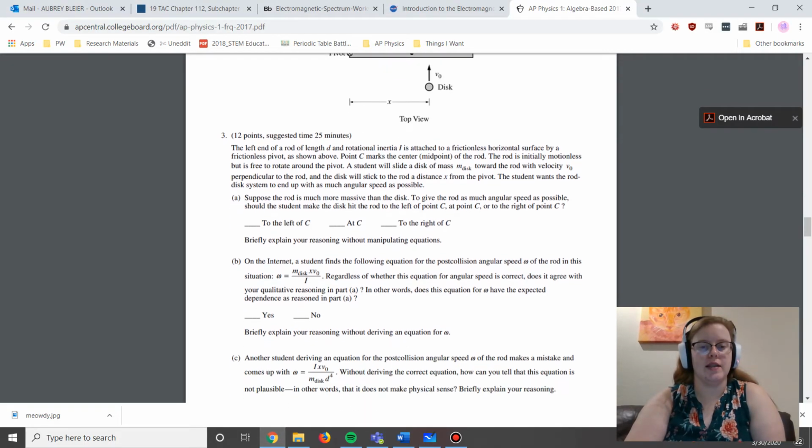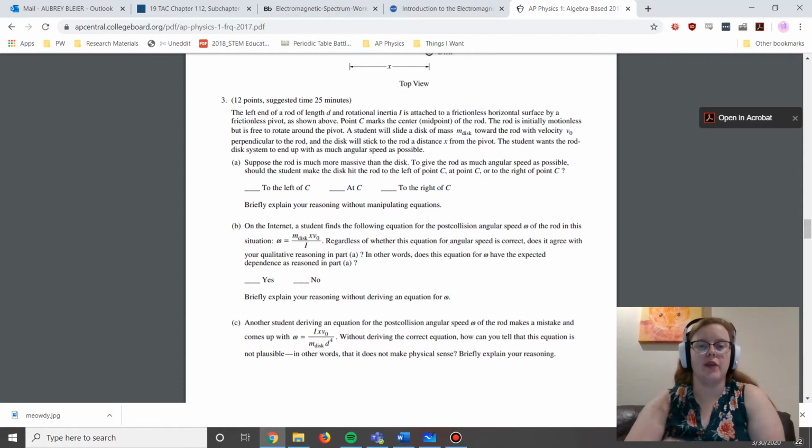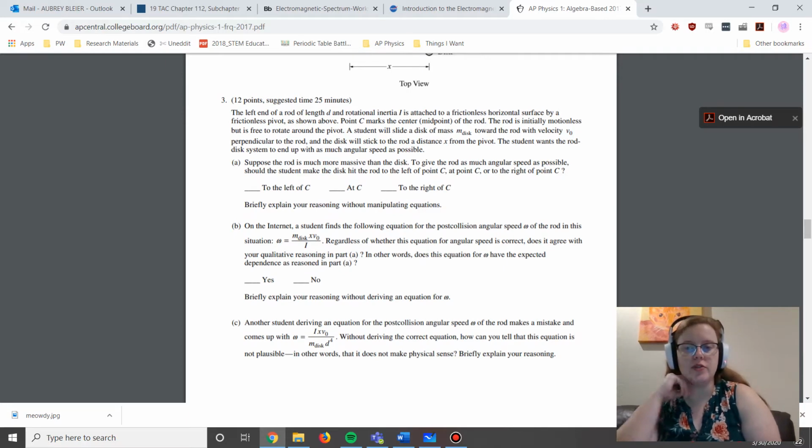Part B says that on the internet, a student finds the following equation for the post-collision angular speed omega of the rod in this situation. Omega is equal to m disk times x times v0 all over I. Regardless of whether this equation for angular speed is correct, does it agree with your qualitative reasoning in part A? In other words, does this equation for omega have the expected dependence as reasoned in part A?